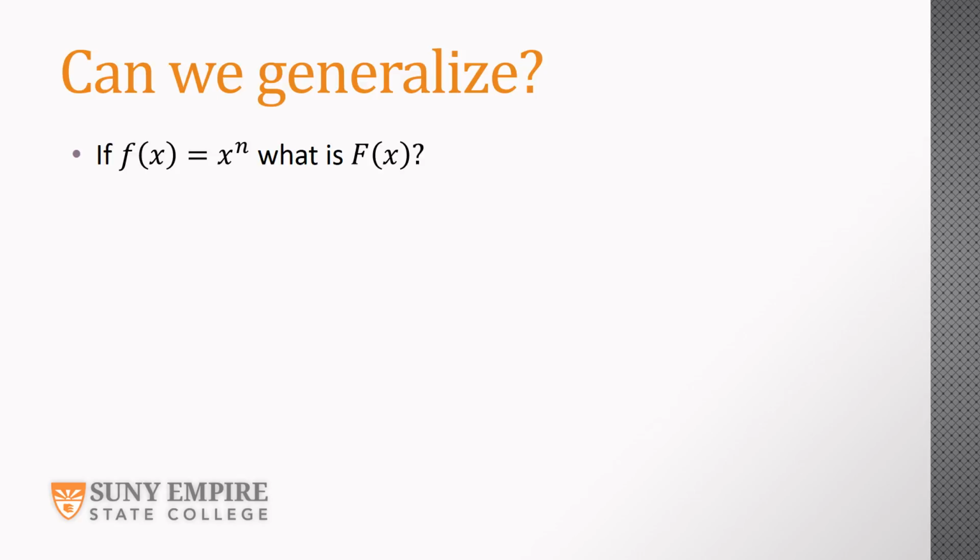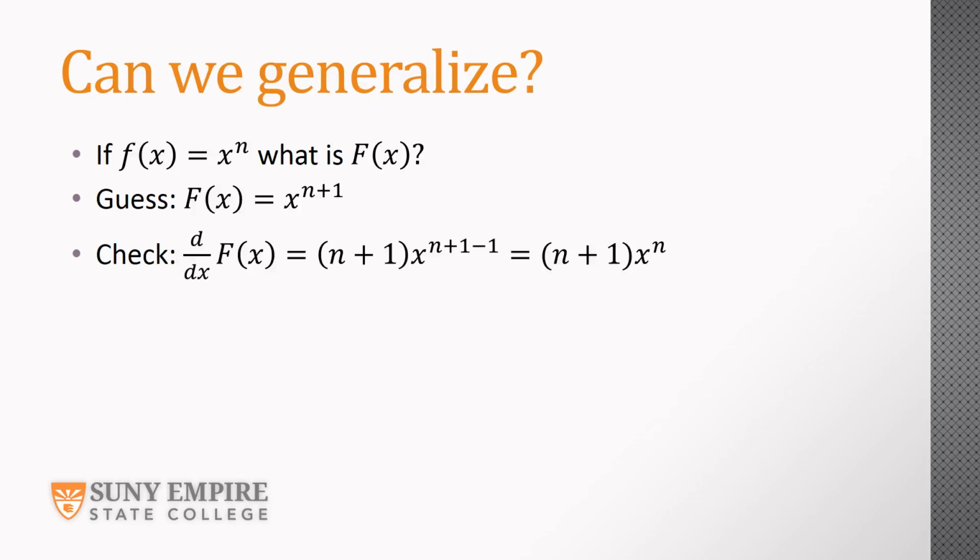If little f of x equals x raised to the power n, what is the antiderivative function capital F of x? As before, our initial guess is that capital F of x would be x raised to the n plus 1 power. To check, we will take the derivative with respect to x. Doing so, we end up with the quantity n plus 1 multiplied by x to the power n. To account for this, we improve our guess for the antiderivative to be 1 over the quantity n plus 1 multiplied by x raised to the n plus 1 power.